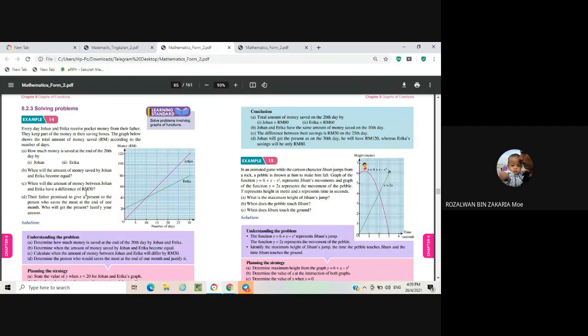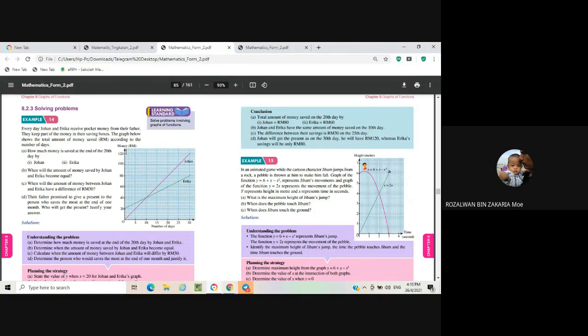So how to find out when will the amount of money between Johan and Erica have a difference of RM 30? You have to look at the graph again. So 30 ringgit, that means 100 minus 60, or what you can see here, 120 minus, you need to find the difference.